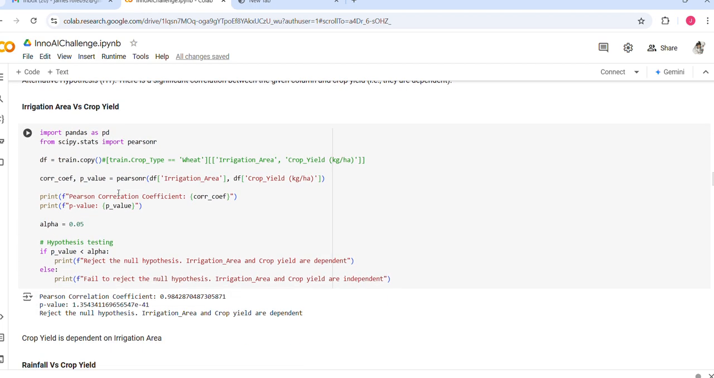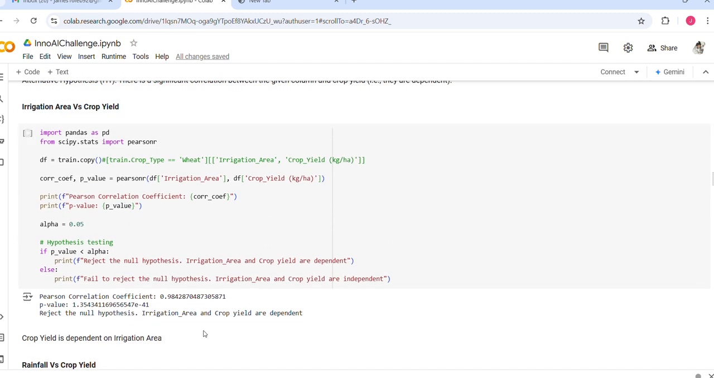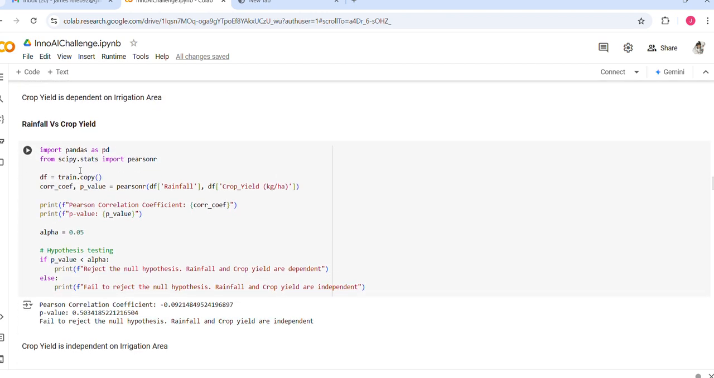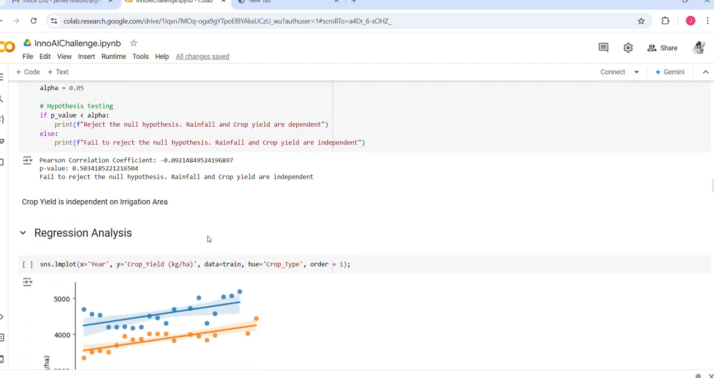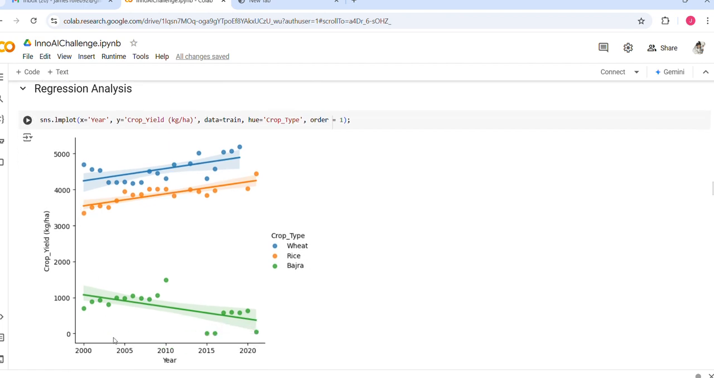For that, we can use the Pearson correlation coefficient, and we can verify that the irrigation area is impacting the crop yield, but the rainfall is not impacting the crop yield. That's interesting information that is available for us due to the hypothesis testing. And now let's see the relationship between the year and crop yields.